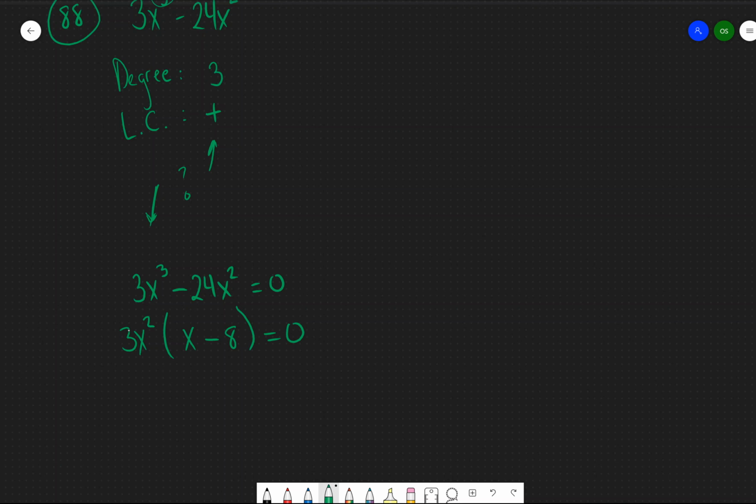So now I have my roots. What are my roots? 0 and 8. But the 0 root is appearing twice. Okay? So this is a multiplicity of 2. 8 is only showing up once, as a power of 1.